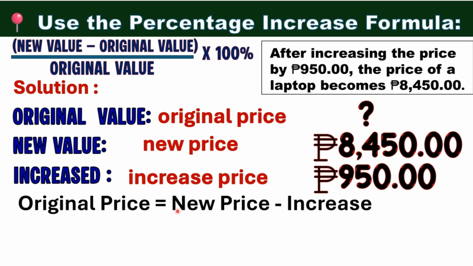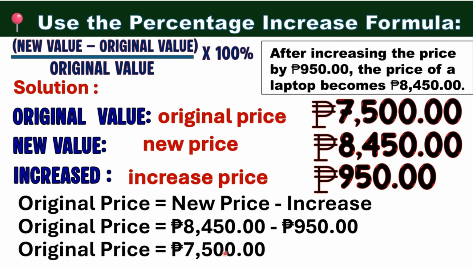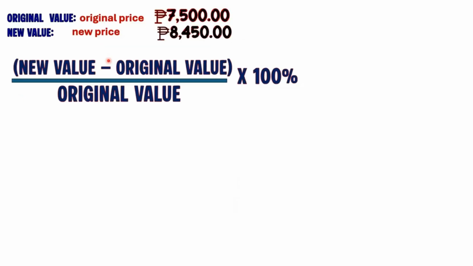To find the original price, let's subtract the new price minus the increase. Okay, we have 8,450 pesos minus the increase, which is 950 pesos. So now the original price is 7,500 pesos. Since we already know the values from the given, the original value is 7,500 and the new value is 8,450.